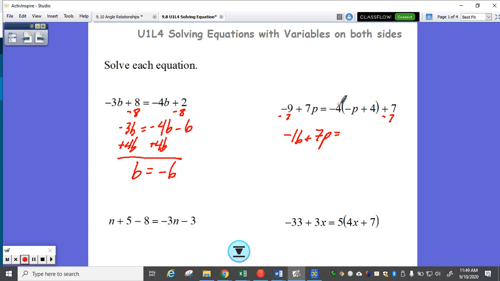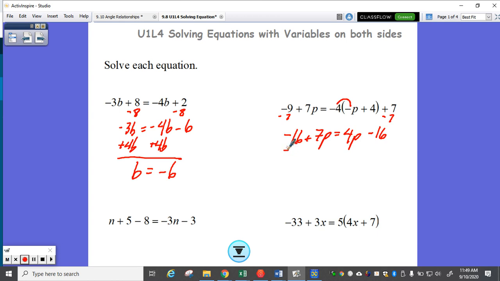Distribute. So negative 4 times negative p is positive 4p. Negative 4 times positive 4 is negative 16. Okay. Now you could have distributed this first and then combined like terms, but we went ahead and subtracted the 7 first, and that'll work out fine for us. So what now? Okay, so let's add the 16.